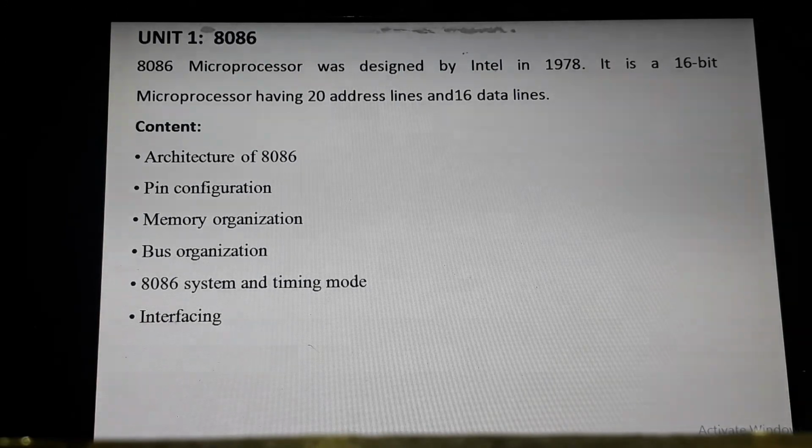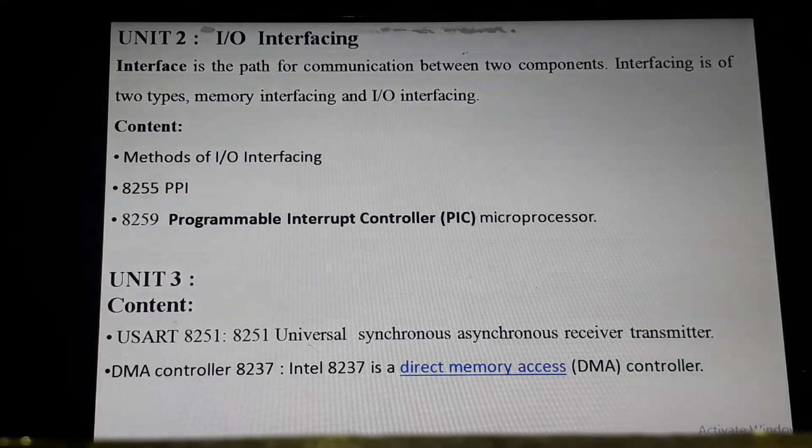Now come to our syllabus. The first unit is the 8086 microprocessor. It was a 16-bit microprocessor designed by Intel Corporation in 1978. In this unit we are studying architecture, pin configuration, memory and bus organization, system and timing modes, and also interfacing of 8086. The second unit is input output interfacing.